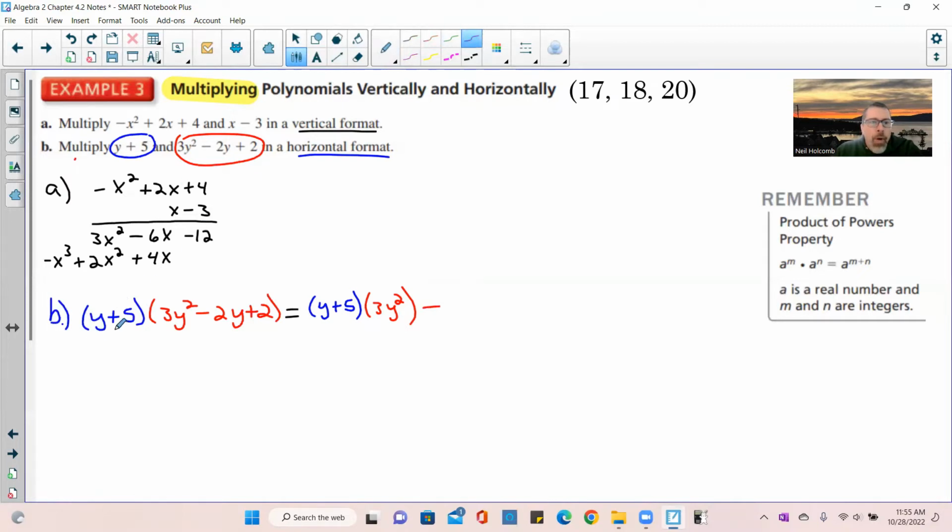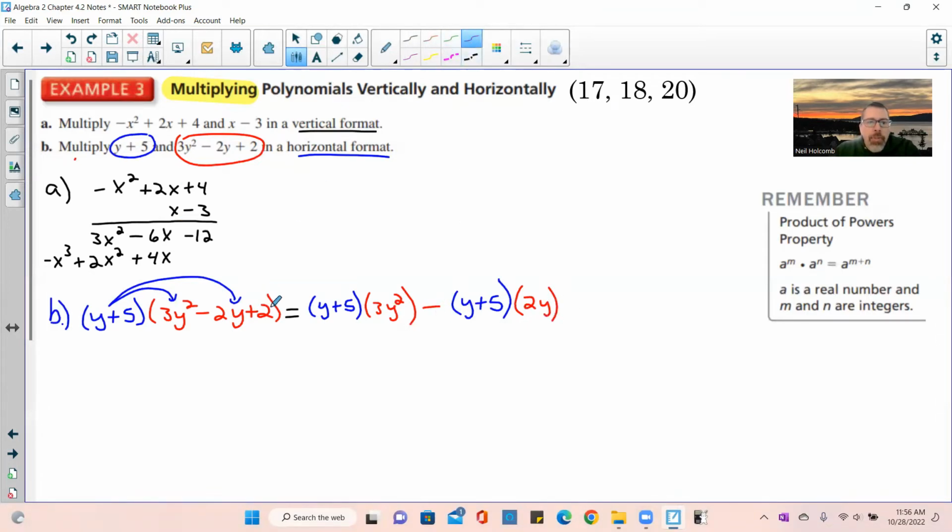And then it's y plus 5 times 2y. So I've already done y plus 5 times this, and that gave me this. Now I'm doing y plus 5 times a 2y, and it's minus. So it's going to be y plus 5 times 2y. The minus is right here, by the way.